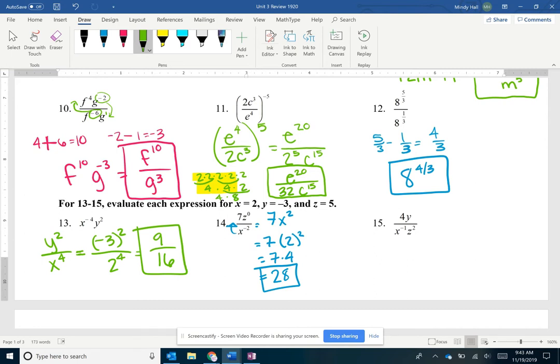Okay. So then with 15, we are going to rearrange a little bit because this x to the negative 1 is negative, and I don't like that. So this would on the top become 4xy over z squared. So then you plug in what you know. We would have 4 times x, which is 2, times y, which is negative 3, all over 5 squared. And so 4 times 2 is 8. 8 times negative 3 is negative 24. And 5 squared is 25. So that would give us negative 24 over 25. Okay.